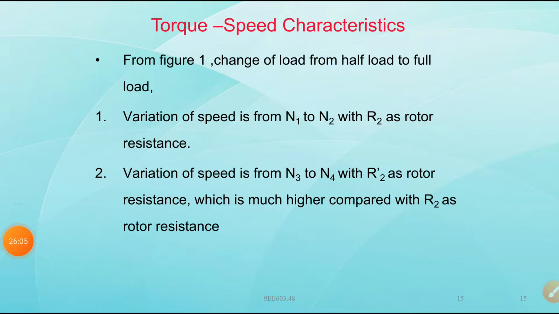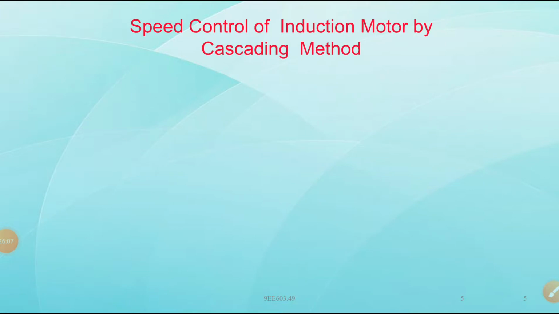Now, the next topic is speed control of induction motor by the cascading method. What we have seen so far is that speed can be controlled by injecting some voltage externally into the rotor circuit, and second, by adding some resistance in the rotor circuit. The third one we are going to see is very interesting, the cascading method. That means two motors, two speeds, two vehicles can be used.